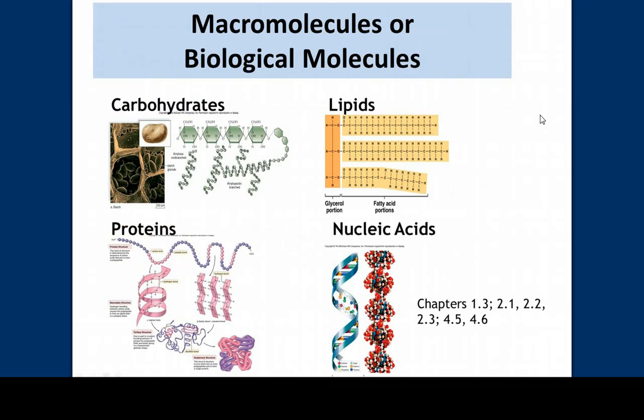Now, more complex compounds. You have micromolecules, and then you have macromolecules. Macromolecules are many atoms bonded together to form very complex compounds. And these biological molecules, carbohydrate is an example.